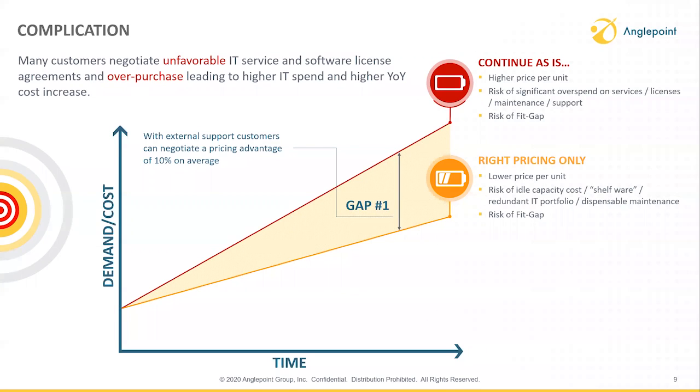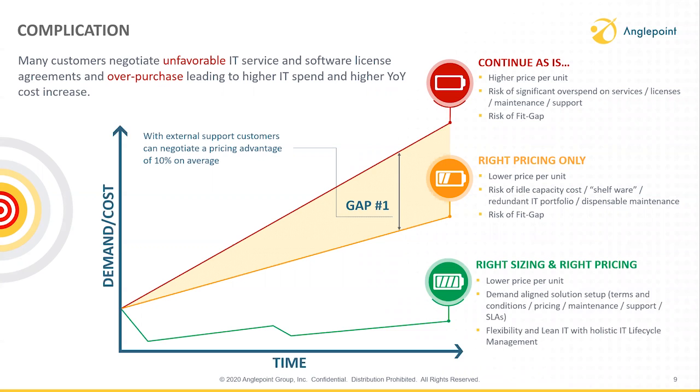And what we see is that on average we help customers in a negotiation to get a pricing advantage of 10% in comparison to the price you would get without this support. Nonetheless, even though you now have a better price, you still face the risk of fit gap. Plus, you may have a better price, but you may have idle capacity costs. So the price per unit is lower, but you still have too many units, right? This is why we always say there has to be right sizing as another exercise.